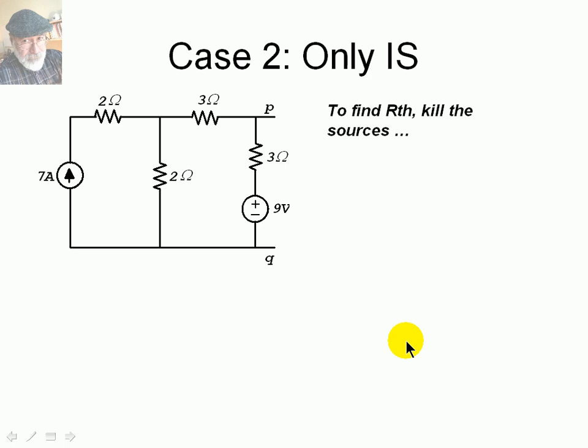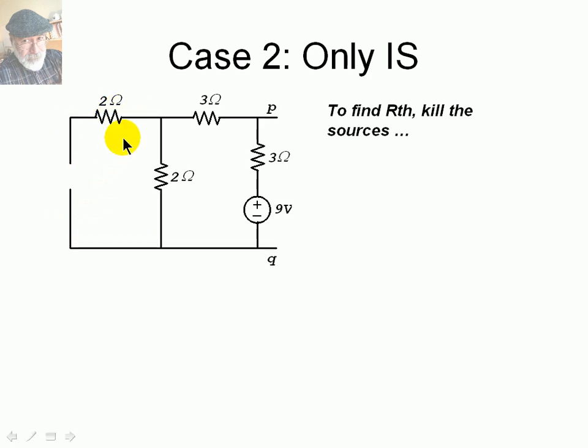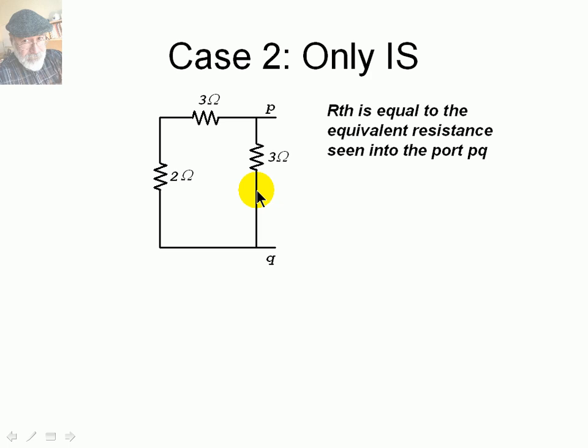Now let's see a simplified case. A case where we have only round sources, only independent sources. In that case, to find our Thevenin, we kill the sources. This is an open circuit, and all the branch will disappear, while the V source here becomes a short circuit.